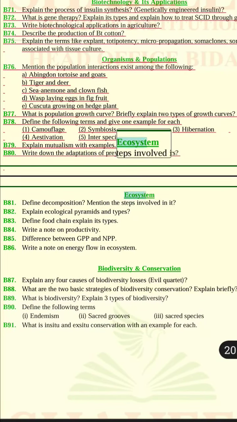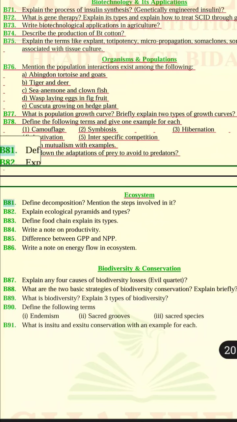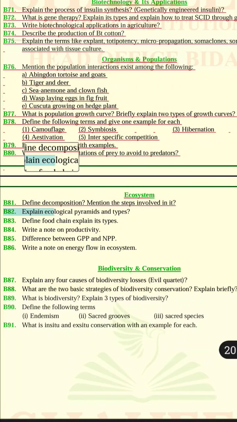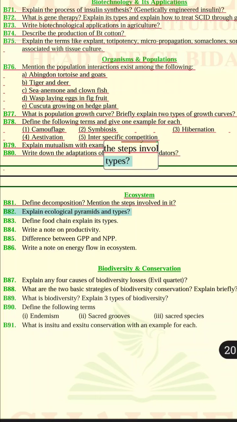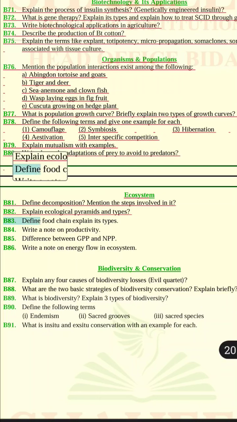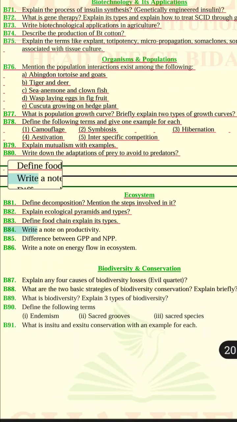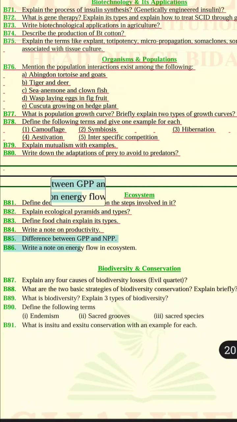Next chapter is ecosystem. Okay. Question number 81, define decomposition. Mention the steps involved in it. Question number 82, explain ecological pyramids and types. And question number 83, define food chain. Explain its types. And question number 84, write a note on productivity. Question number 85, difference between GPP and NPP. Question number 86, write a note on energy flow in ecosystem.